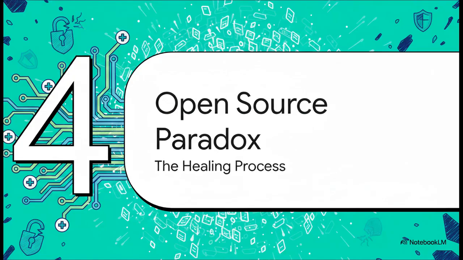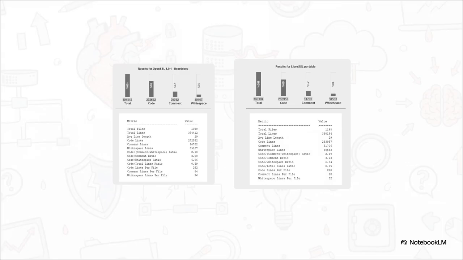Section 4. The open source paradox. The healing process. So out of this total catastrophe came a massive, somewhat paradoxical healing process for the digital world. If you contrast those bloated OpenSSL metrics we just saw with LibreSSL, which was a fork created immediately after Heartbleed by the OpenBSD team, the difference is staggering.